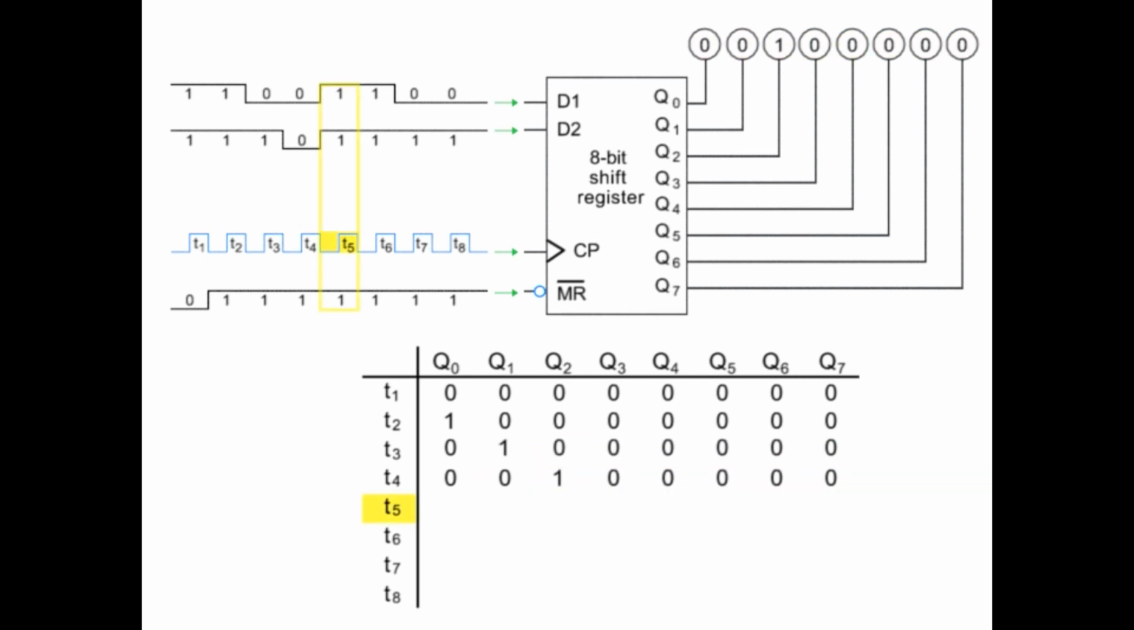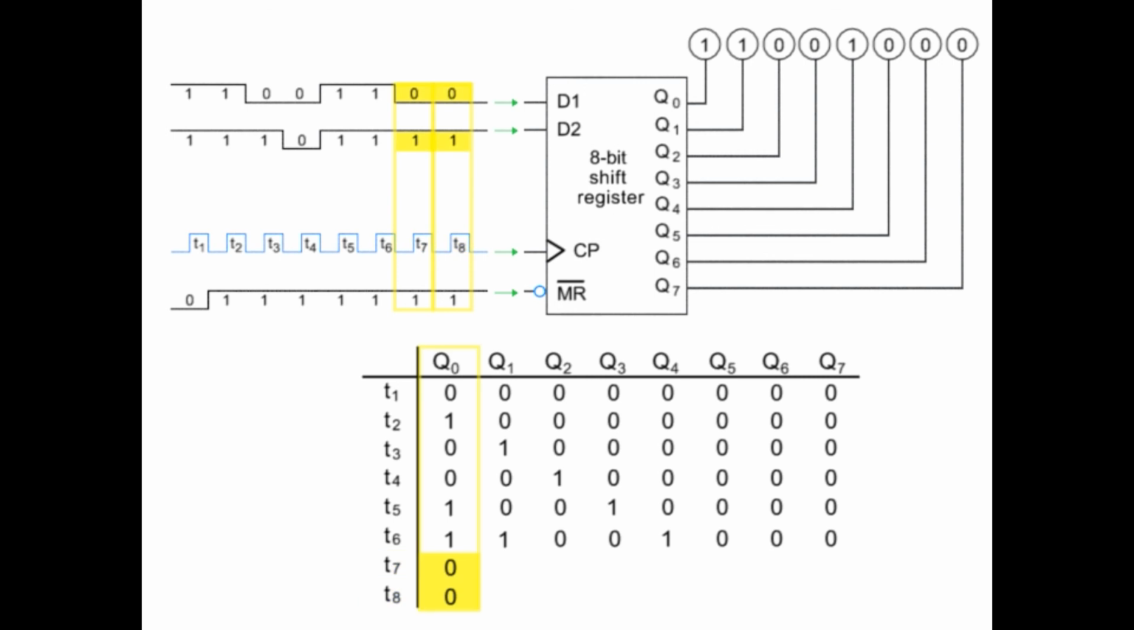At T5, the input of 1 outputs a 1 that drops into the Q0 position, with the bits shifting again. The inputs at T6 produce another output of 1, which shifts the bits again. This continues for clock pulse T7 and T8, with the inputs at T7 and T8 resulting in zeros at output Q0. This input into the register continues to shift bits to the right.